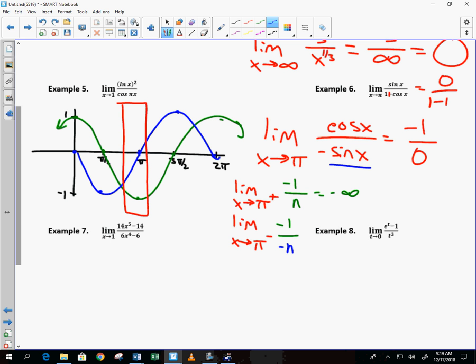Positive infinity. So if from the right it's headed to negative infinity, and from the left it's headed to positive infinity, what do we say about the limit? It does not exist.